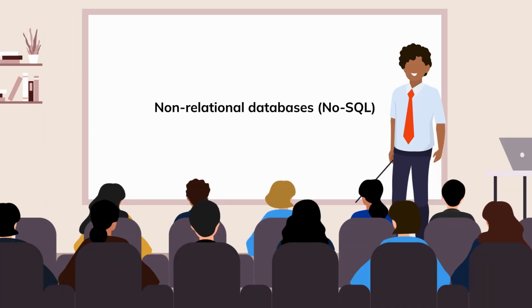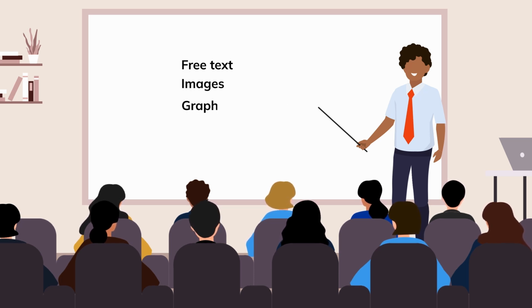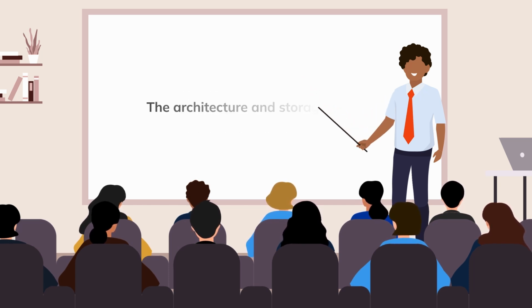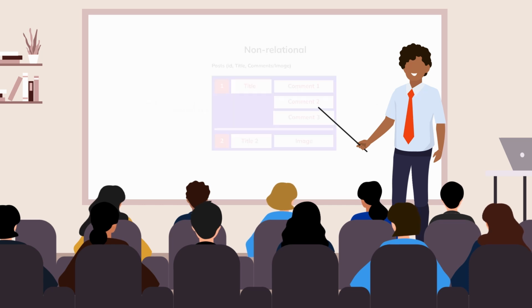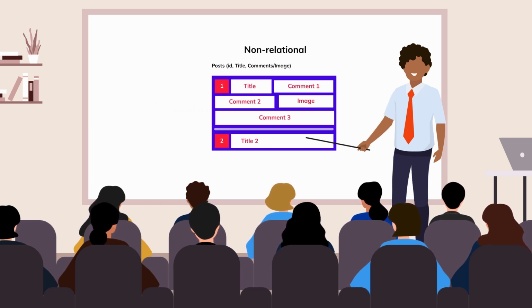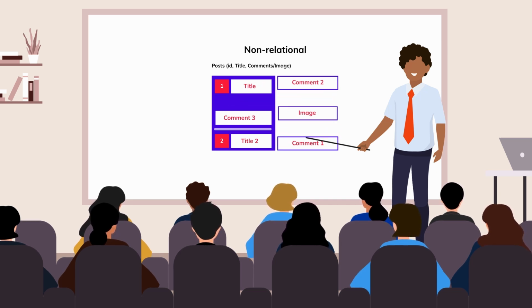A non-relational or NoSQL database is programmed in a way that is highly specific to the data at hand and its purpose in the real world. This type of database can contain many more types of data, including free text, images, graphs, scanned documents, and more. The architecture and storage practices for non-relational databases are not nearly as rigid as those in relational databases. A non-relational database might still contain tables and columns of information, but they might be too unique or complex to relate to one another using SQL.